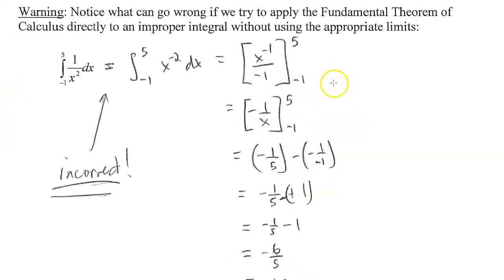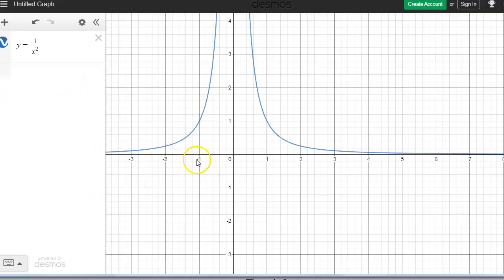So what went wrong? Well, the reason this is incorrect is we did not take into account the fact that this has a vertical asymptote at x equals 0. So we can't just integrate from minus 1 to 5 like this. We have to integrate from minus 1 to 0, and then do the integral from 0 to 5.